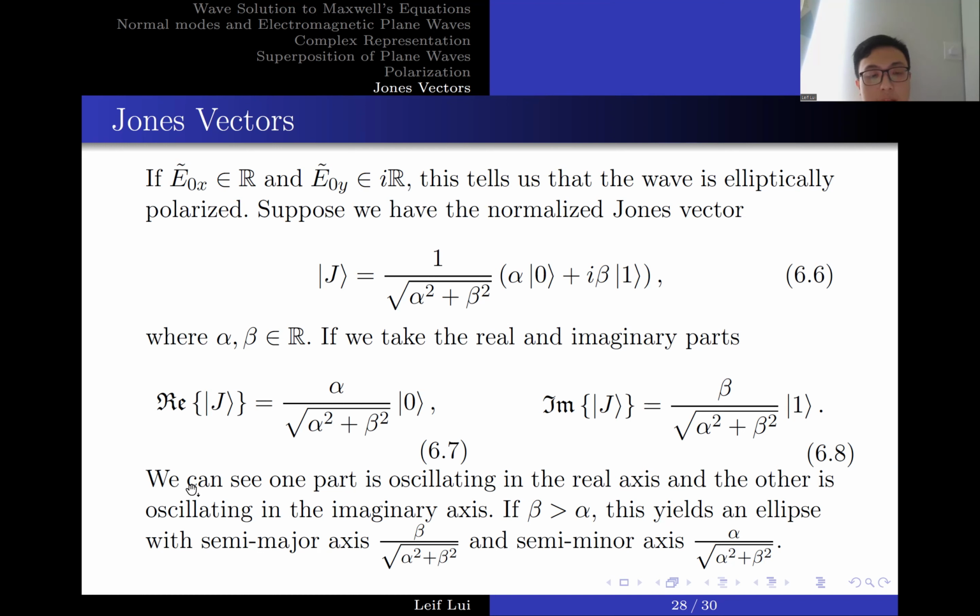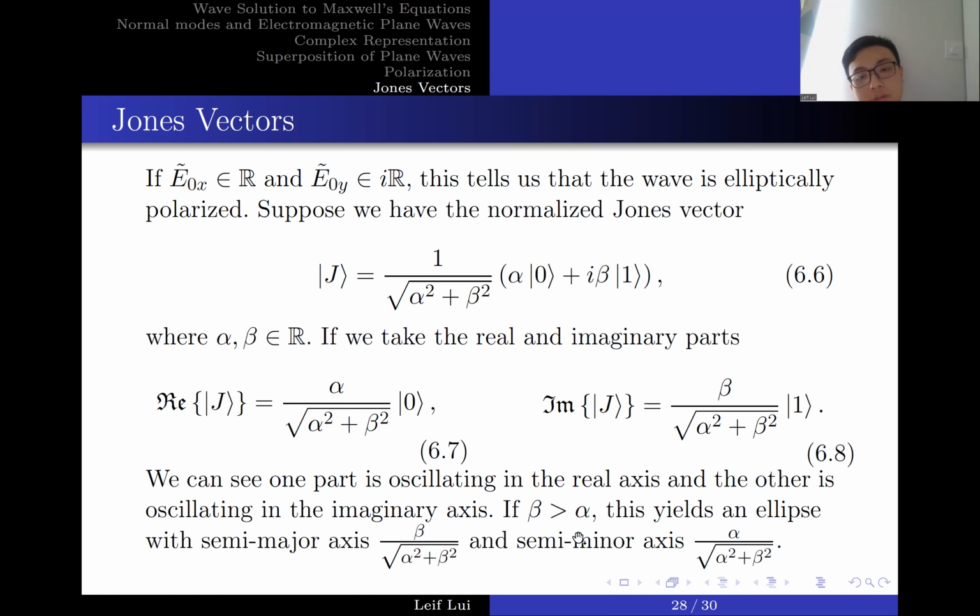If we take the real and imaginary parts, we can see that one part of the wave is oscillating on the real axis, and the other one is oscillating on the imaginary axis, right? And this yields an ellipse. But what is the shape of this ellipse? Let's assume that beta is greater than alpha. This yields an ellipse with a semi-major axis of this. Basically this term, the imaginary term, represents the semi-major axis, and the real term represents the semi-minor axis.